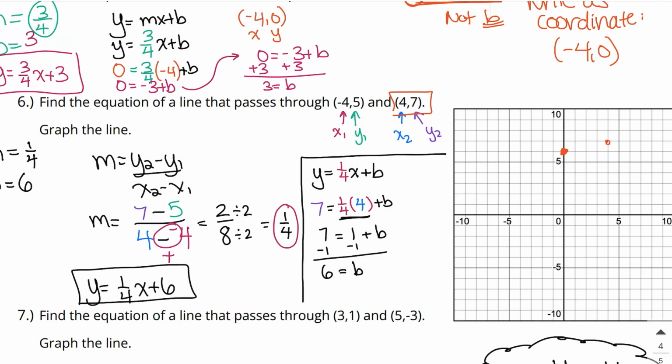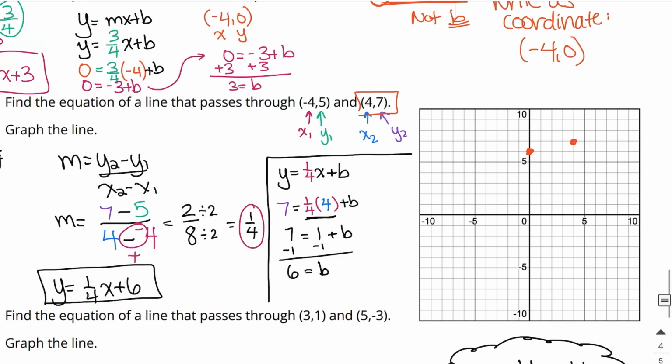And then I'll do it again. From this point right here, I would go up by 1 and over by 4. And I think that's sufficient to be able to get enough information right here for our line. So let's go ahead and graph out our line. Make sure your line goes all the way through your paper.